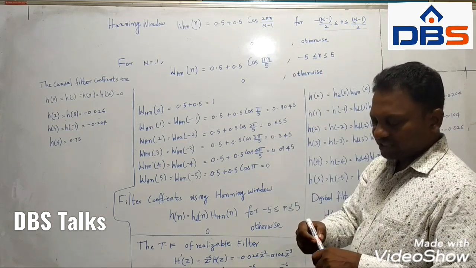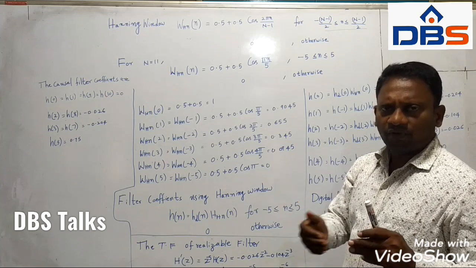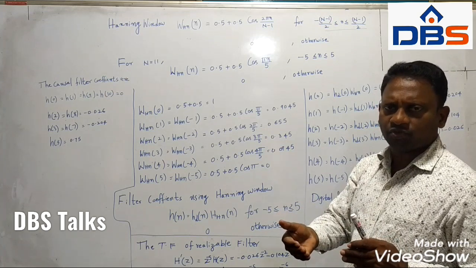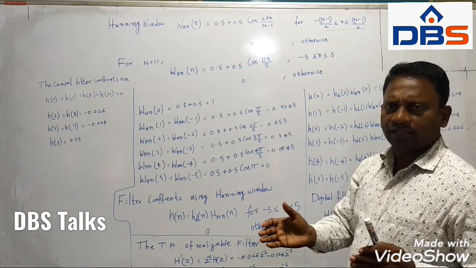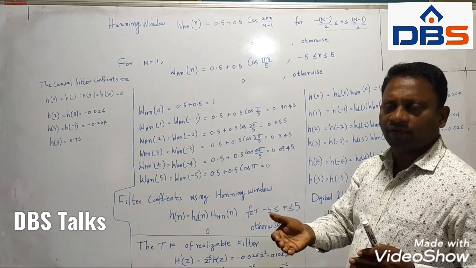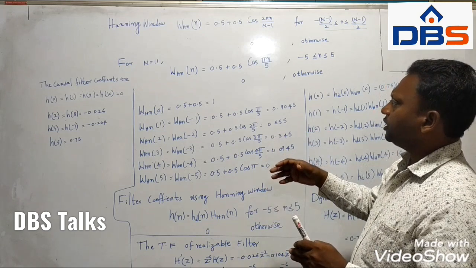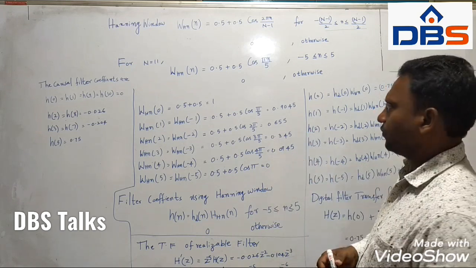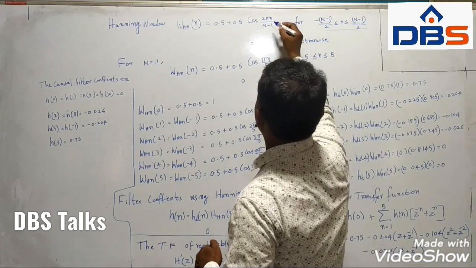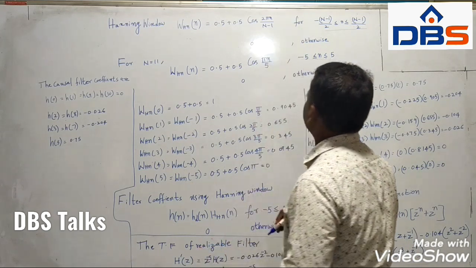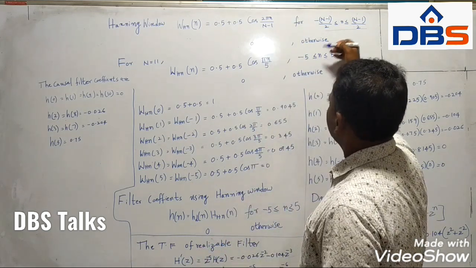To design a filter, first you have to find the impulse response over the given range. Then you multiply by a weighing function. The weighing function is a window function. After multiplying that, you will get the filter transfer function. Now this is the Hanning window equation, and we try to use that equation.